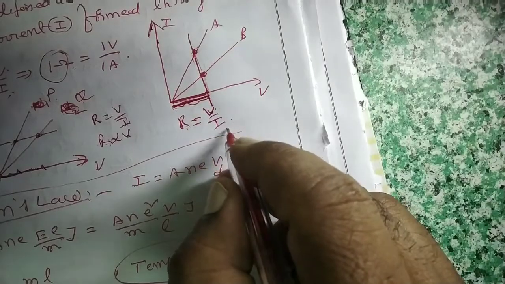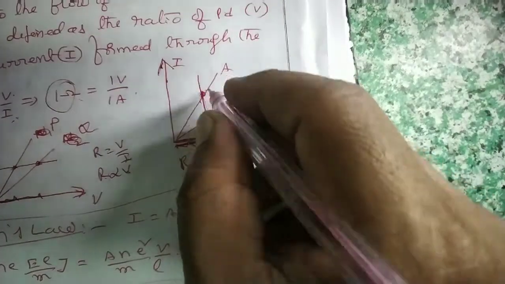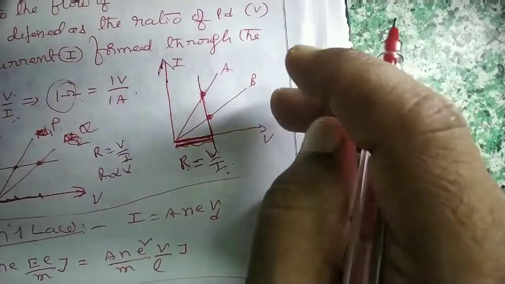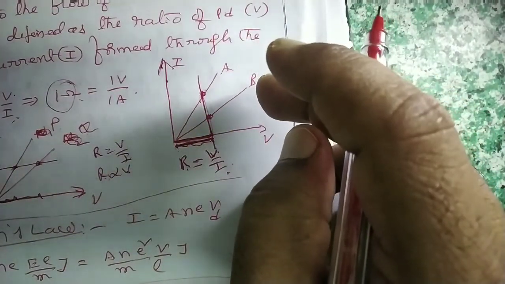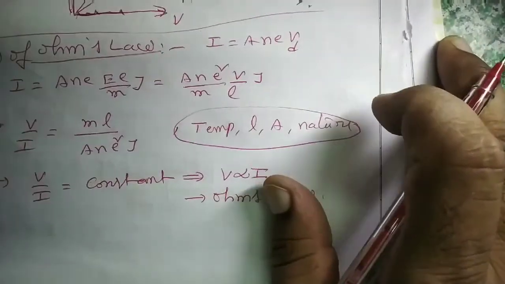Means greater the current, less is the resistance. And greater current is for the A graph. Means resistance is less for the A graph, A material, and for B material, resistance is more. In that way, we can test which resistor is greater by seeing the two graphs. Next, deduction of Ohm's law.